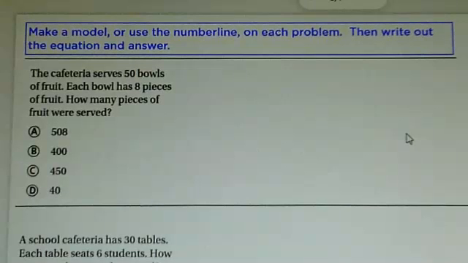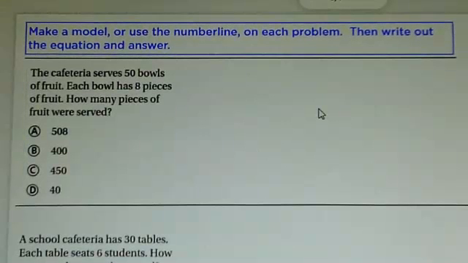All right, let's check our work real quick. On the second page of problems, slide 5, the first problem says, the cafeteria serves 50 bowls of fruit. Each bowl has 8 pieces of fruit. How many pieces of fruit were served?